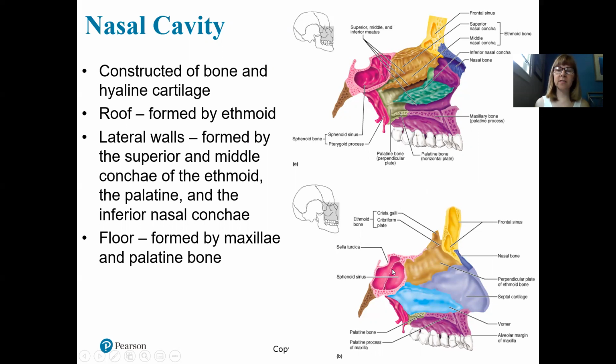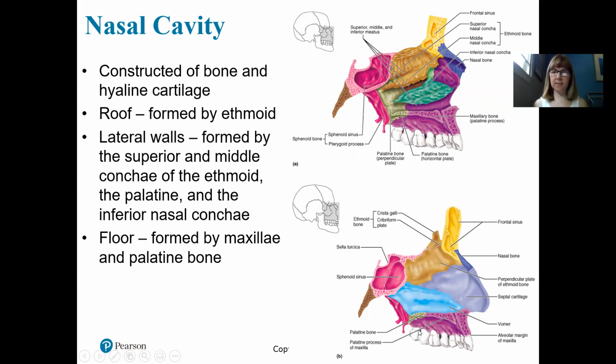There's the sphenoid sinus. This is where that pituitary gland was. I was talking about how the pituitary gland is held by the sphenoid bone. Okay. And this is the ethmoid bone held right by there. Okay. And this is the vomer bone.